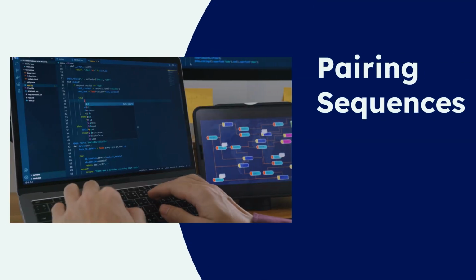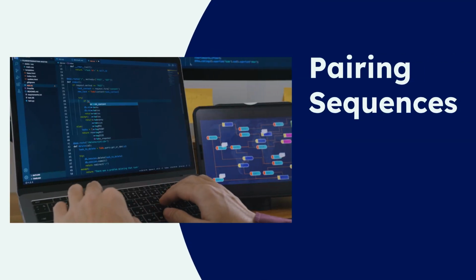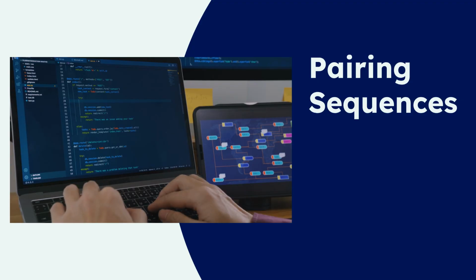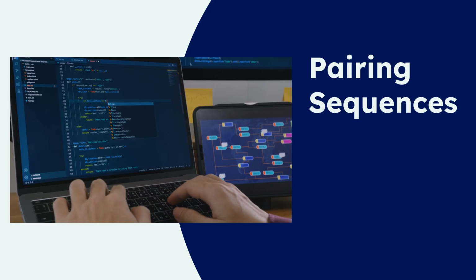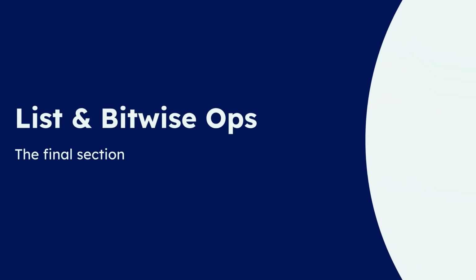Zip is used to pair items from multiple sequences, continuing until the shortest sequence is exhausted. Be mindful of sequence lengths, or use itertools.zip_longest if lengths vary.